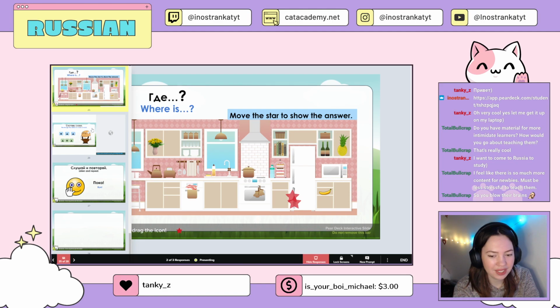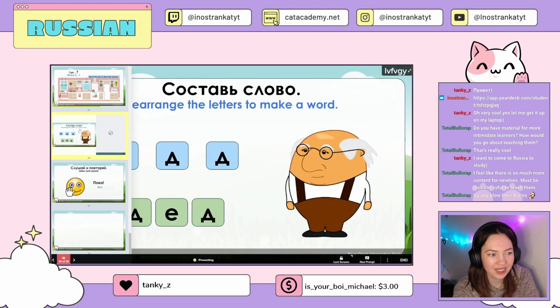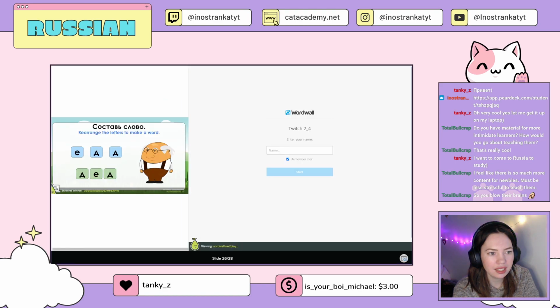Let's go to the next one. So we'll practice a little bit with the words. Okay, 1 second. Here. Again, so we will need to rearrange the letters to make a word. Anagrams. Составь слово. Слово is the word. Составь. Basically, make up or make a word.